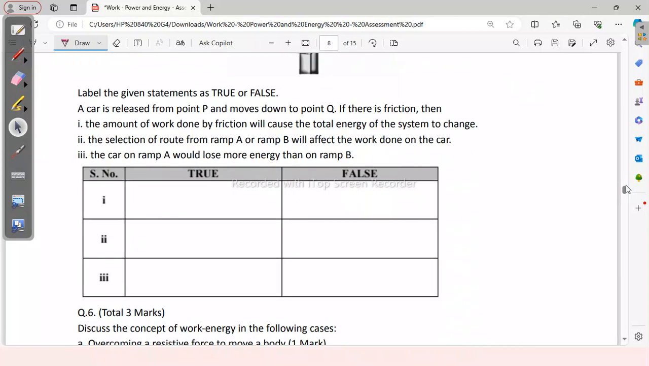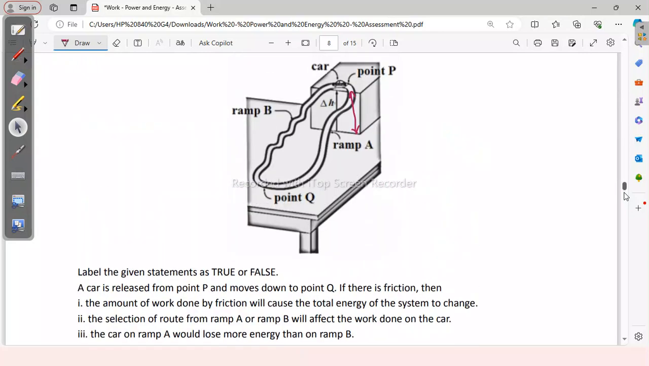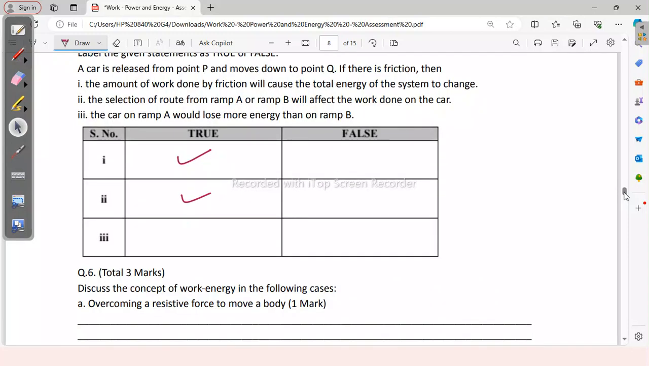So that is one. Two is ramp A would lose more energy than ramp B. रैम्प A की जो total length है वो कम है as compared to the ramp B. तो B में friction का effect ज्यादा होगा, उसकी वजह से B पर ज्यादा energy loss होगा, right. So this here is false.